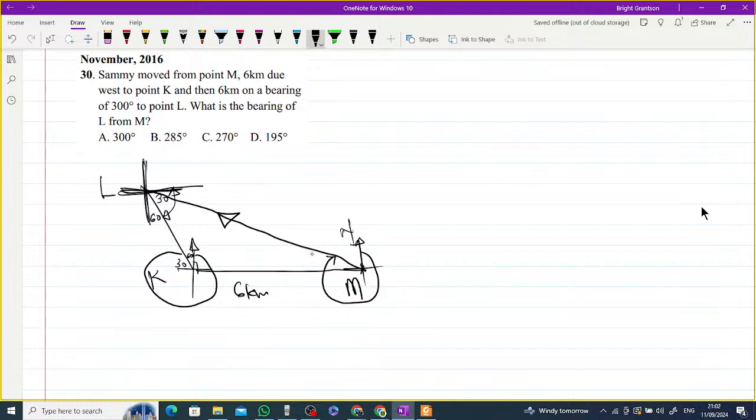So how do you think you are going to solve it? He has this place as 6 kilometers. We don't know the distance from here to here. What's the bearing of L from M? The bearing, you're looking for the angle. Can you draw this diagram, or should I draw it again? I even want to draw it again because I didn't do this properly.